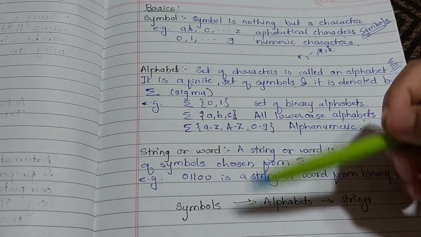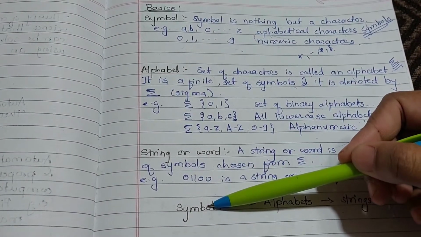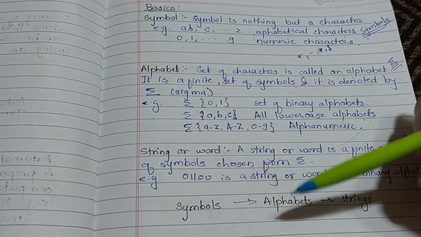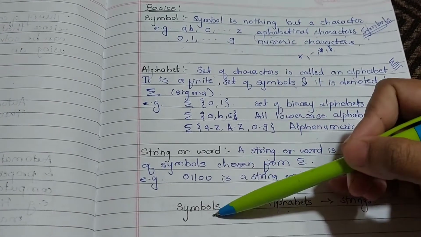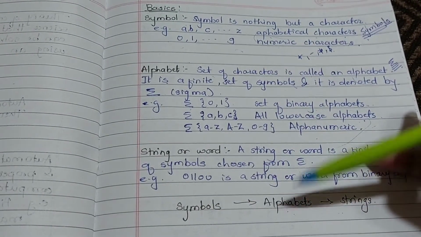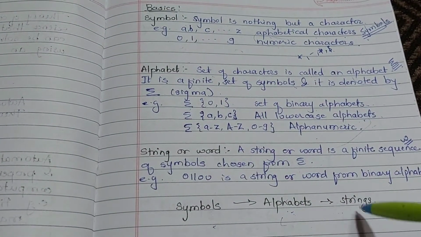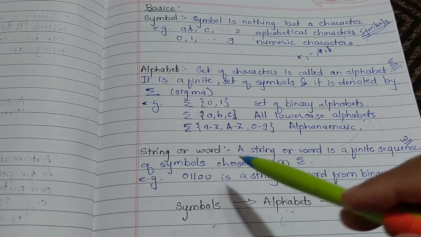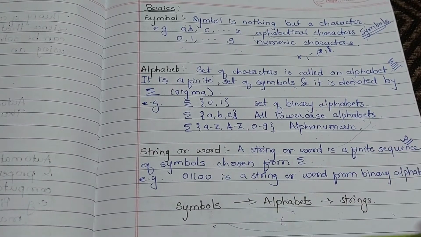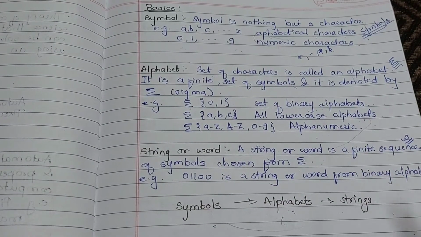Symbols are the basics, that is, the characters. Then we can have alphabets over these symbols. An alphabet is actually the set of symbols, and from these alphabets we can have strings or words. So these are the basics which are required for this language.